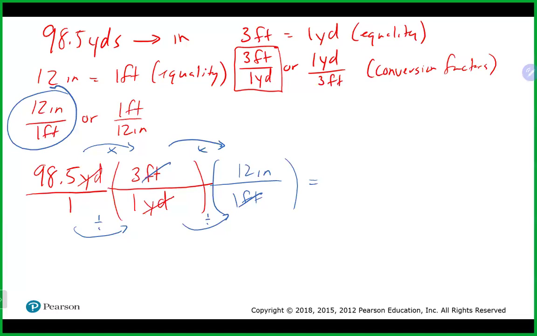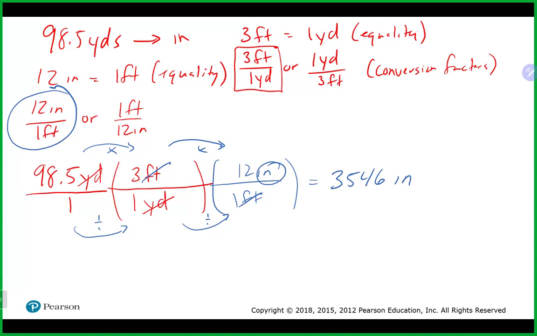And in this case, we really don't have to divide anything on the bottom because they're all ones. If you like to, you can. Nothing's going to change, but there's really nothing on the bottom there to divide. That's going to give us on our calculator 3,546 inches, which is our last unit up on top that has not canceled out.